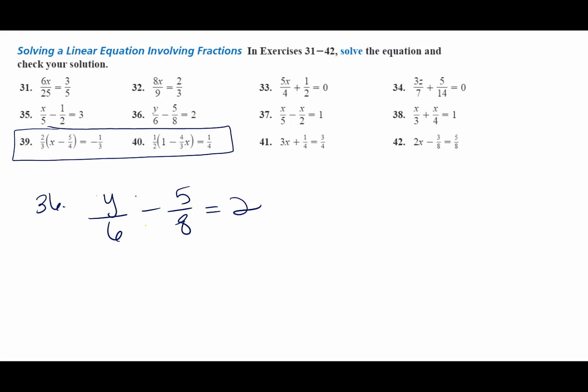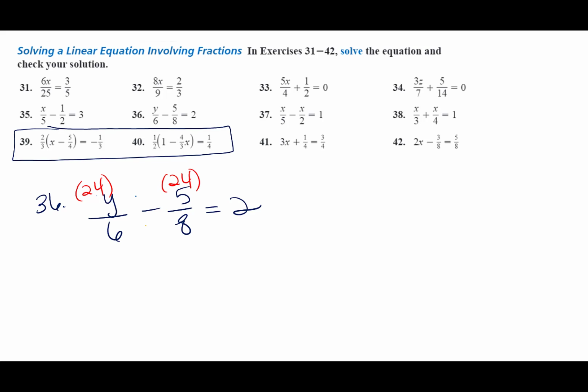36 is y over 6 minus 5/8 equals 2. First, determine the common denominator between 6 and 8. An easy way to find common denominators is just to multiply 6 times 8. That's 48, which is okay. It's just a bigger number than it has to be. Another one that's a little bit smaller would be 24. Both of those numbers go into 24 evenly. And so that's what I'm going to use for this video.